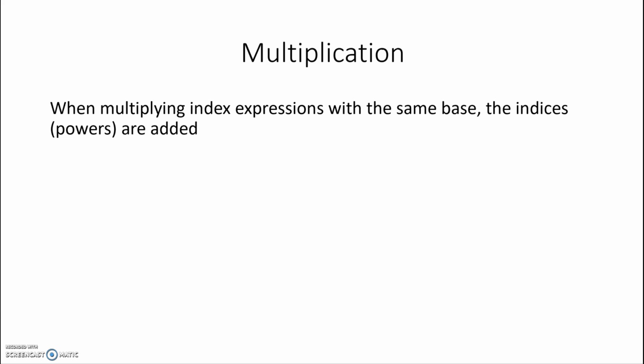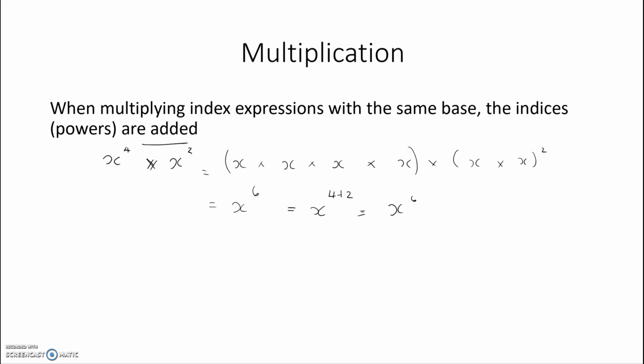So when we're multiplying index expressions with the same base, then the indices, the powers, are added. Let's have a look at, say, x to the 4 times x to the 2. Now, if we didn't know the rule, we could write it out as 1, 2, 3, 4. So that's x to the 4 times x squared. And if we counted them all up, we would see that there were 6 of them, x to the 6. But what we can also see is that that's equal to x to the 4 plus 2, which is x to the 6. So we can add the powers.